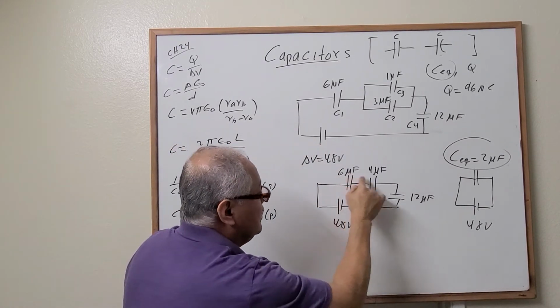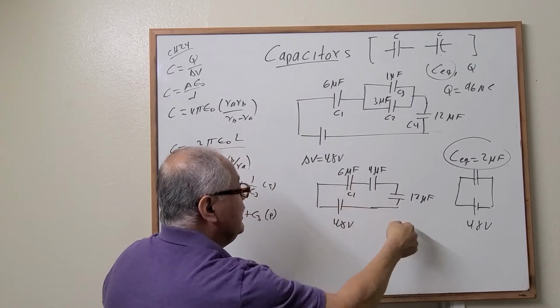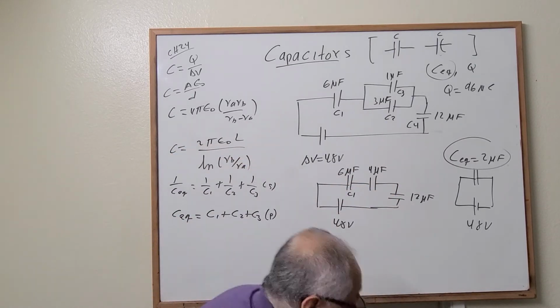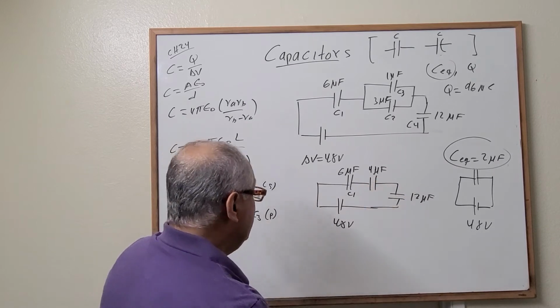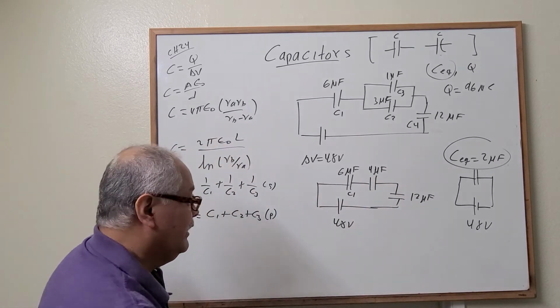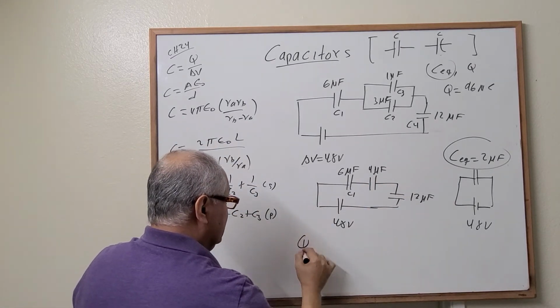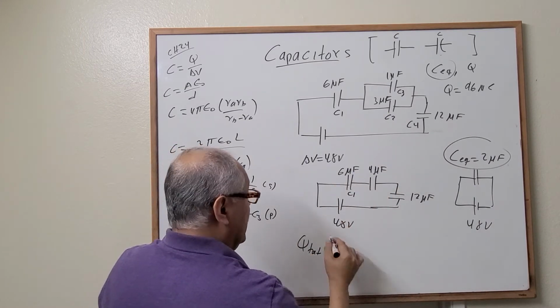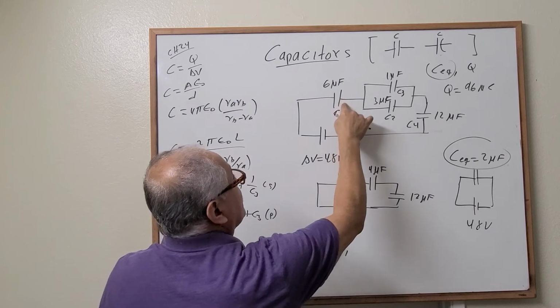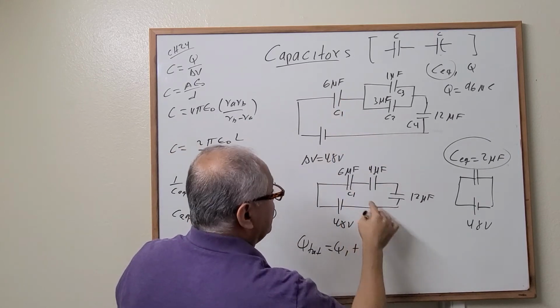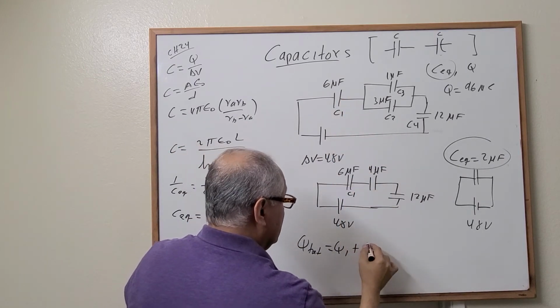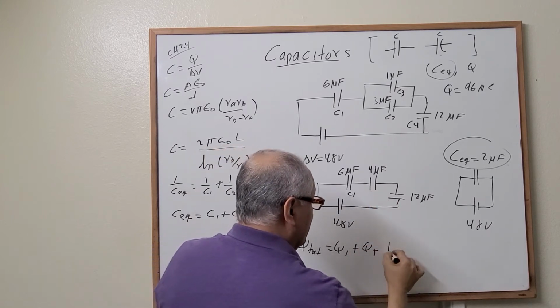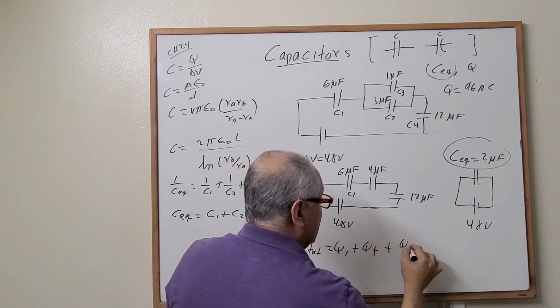Let's see. Look, these three are in series. Correct. These three are in series, which means that the charge is the same. So the total charge that we found right there is equal to the charge on capacitor 1 plus, now it's in series, the charge on capacitor 5 plus the charge on capacitor 4.